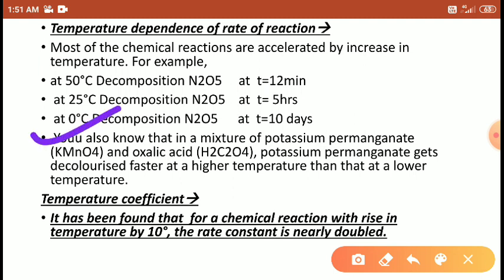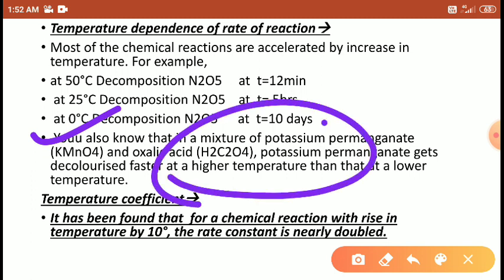Okay, one more example. The mixture of potassium permanganate and oxalic acid. The potassium permanganate gets decolorized faster at high temperature. Already we know that potassium permanganate has a dark violet color. So this violet potassium permanganate decolorizes when the temperature increases. It means the violet color turns colorless with increasing temperature.